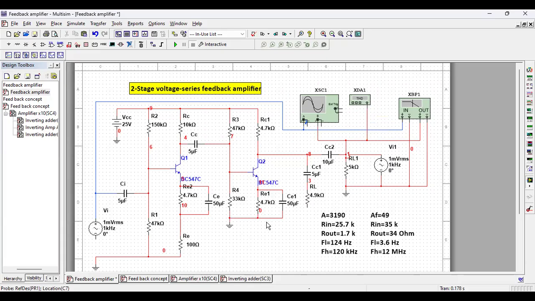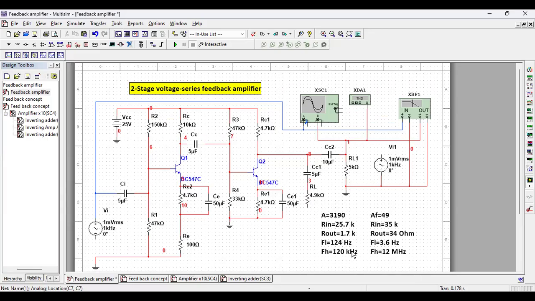So what do you find? This open loop amplifier, when it is in open loop, gain is 3190, input impedance is 25.7 kilo ohm, output impedance is 1.7 kilo ohm, lower cutoff frequency is 125 hertz, upper cutoff frequency is 120 kilohertz.